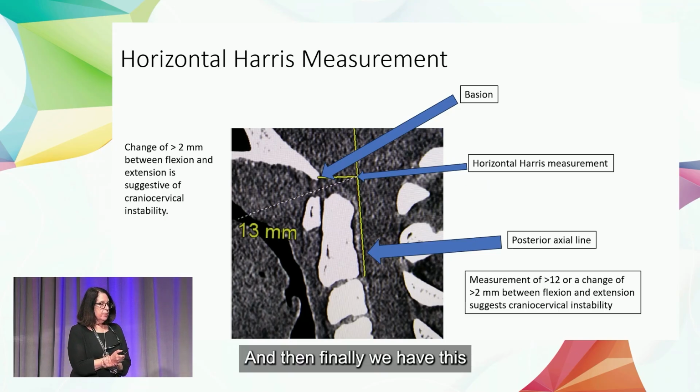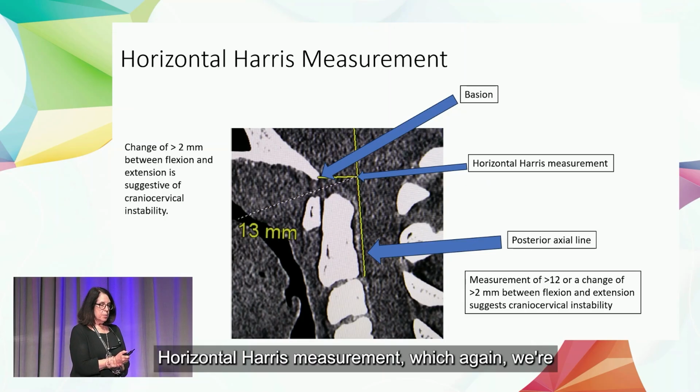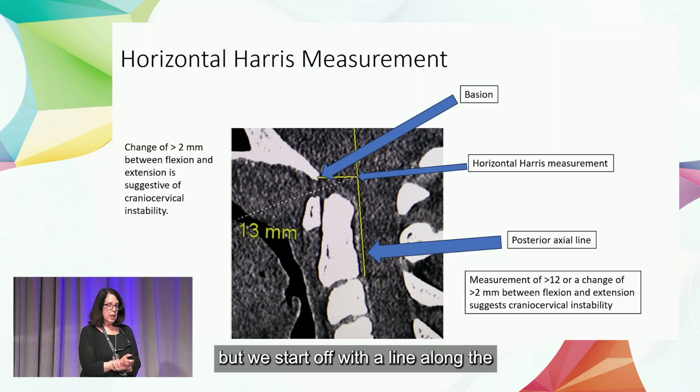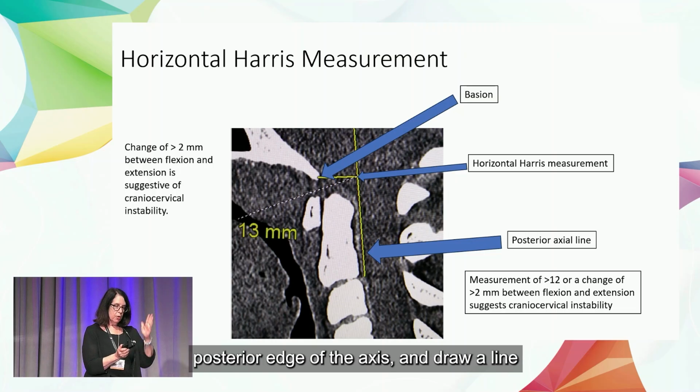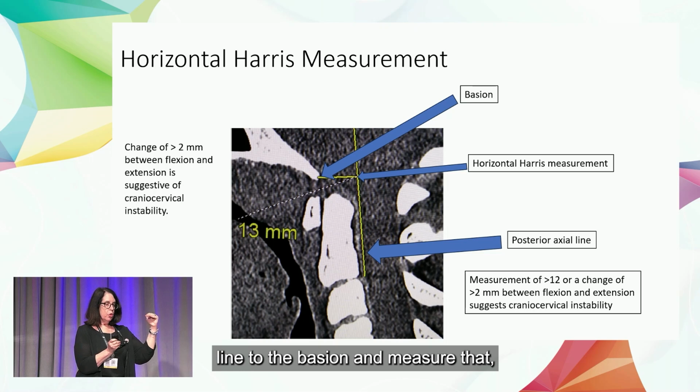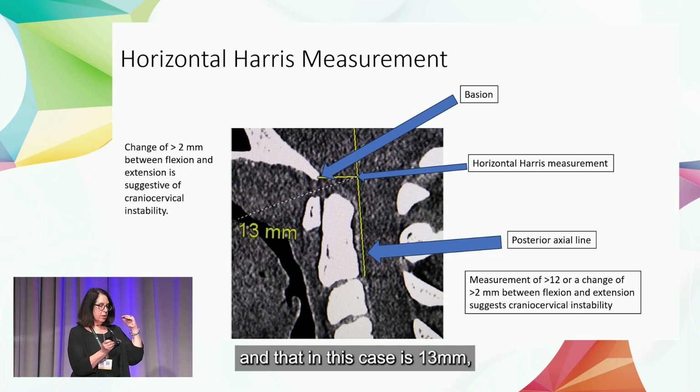And then finally, we have this horizontal Harris measurement, which again, we're using the basion as a landmark. But we start off with a line along the posterior edge of the axis and draw a line from that straight up along the posterior axial line to the basion, and measure that. And that, in this case, is 13 millimeters.